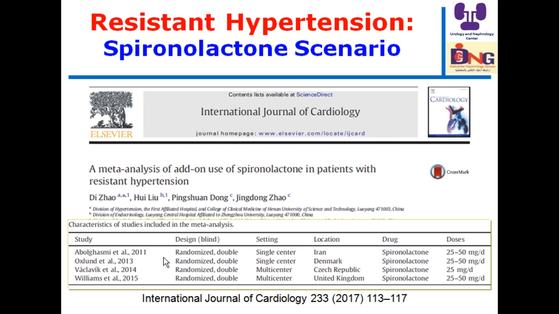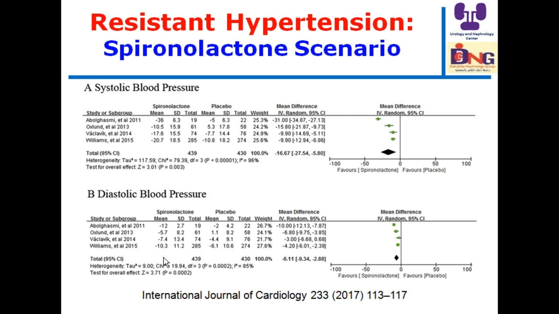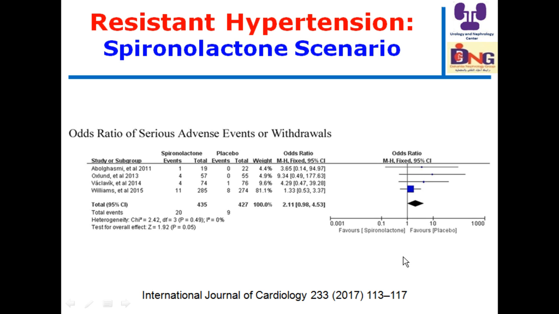So as you see, adding spironolactone in small dose reduces systolic and diastolic blood pressure, but be careful because it may increase the risk of hyperkalemia or withdrawal because of side effects. So it is a good additive.